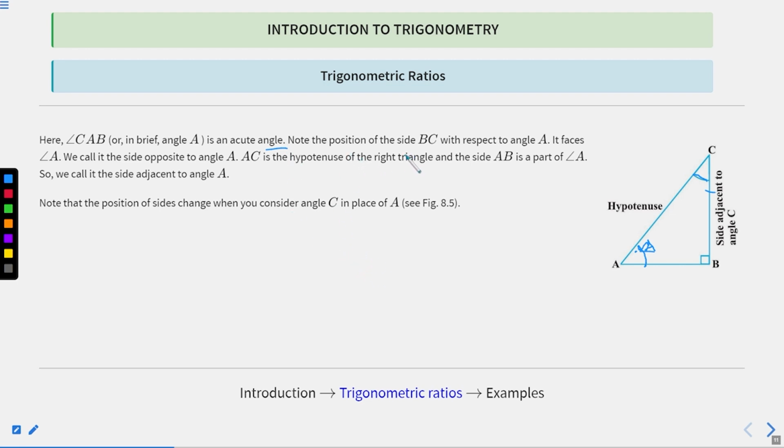Note the position of the side BC with respect to angle A. It faces angle A, so we call it the side opposite to angle A. AC is called the hypotenuse of the right triangle, and the side AB is part of angle A, so we call it the side adjacent to angle A. Note that the positions of the sides change when you consider angle C in place of angle A.